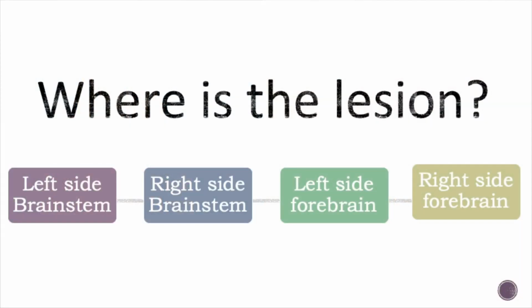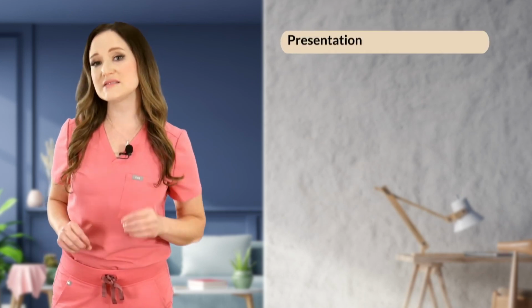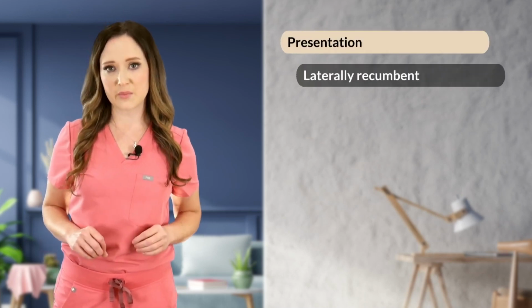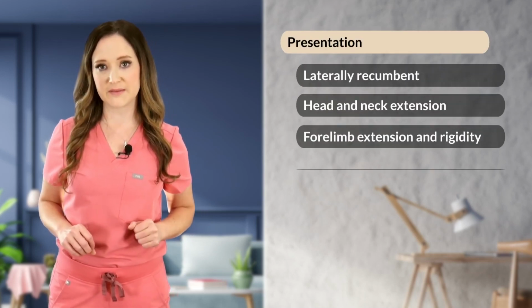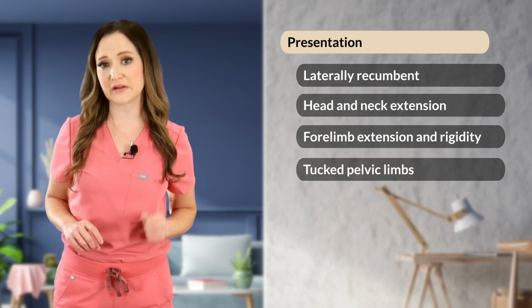If you guessed right-sided forebrain lesion, you would be correct. Let's try a slightly different one. You get a phone call from a very upset owner that their dog has just been hit by a car and can't walk. On presentation, the dog is laterally recumbent with head and neck extension, forelimb extension and rigidity, and a tucked posture in the pelvic limbs.